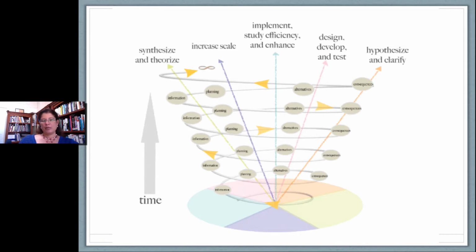Basically, we see that over time, the best countries have approached this as a thoroughly iterative process that goes back and forth between all of these different stages.